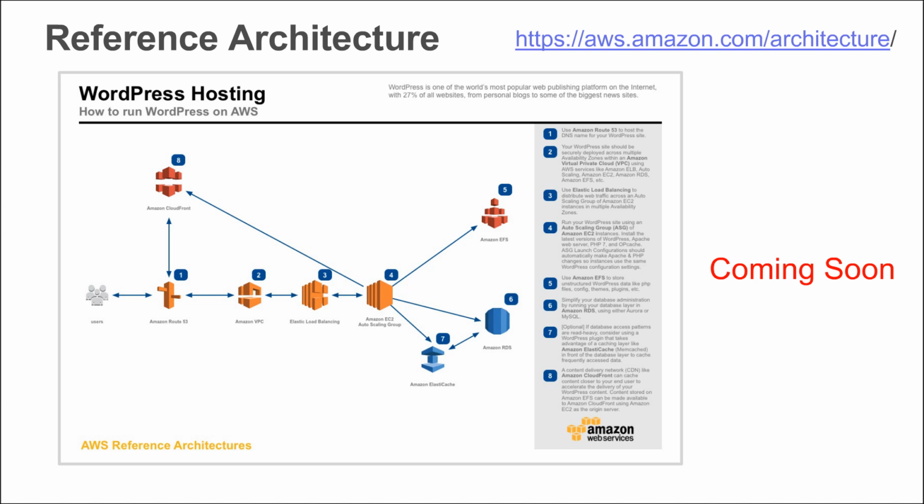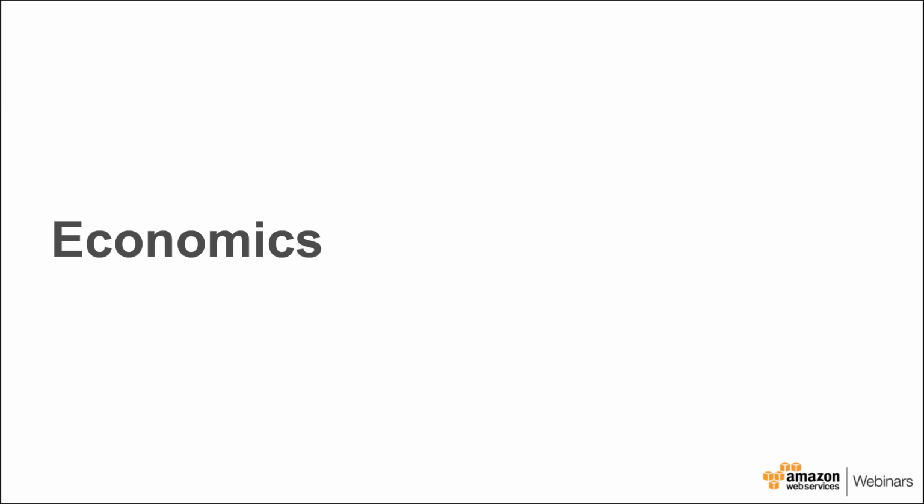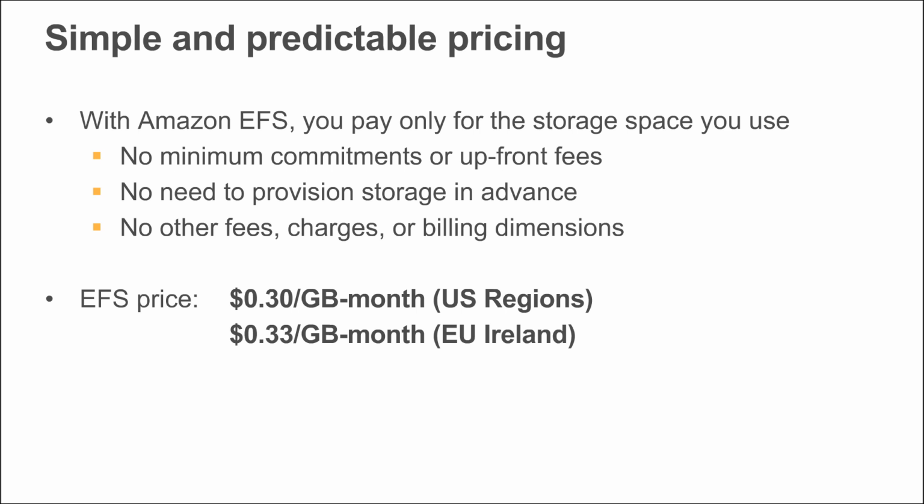Okay, thanks Daryl, and thanks David. So let's talk briefly about economics. And first, let's talk about pricing. With EFS, you pay only for the storage space you use. So you're literally charged a per gigabyte per month charge, and there's no other costs tied to things like requests or throughput. The charge in our US regions is 30 cents per gigabyte per month, and in EU, it's 33 cents per gigabyte per month.